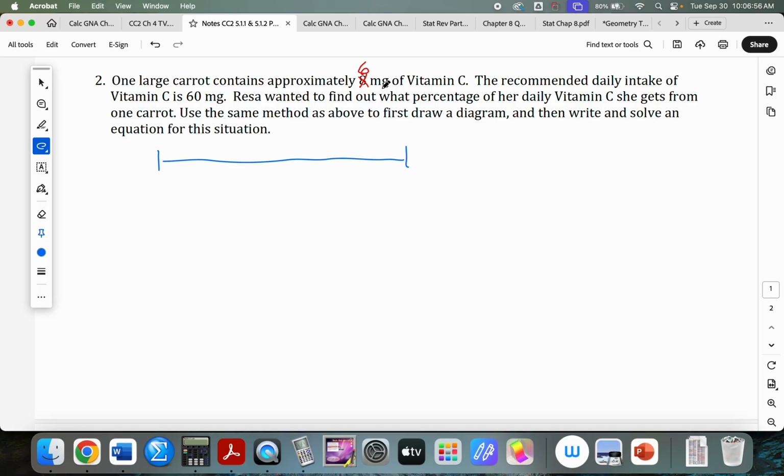So the 6 milligrams of vitamin C, is that the total that she needs or only part? Part. It's only part. So I'm going to put that part right here. So this is 6 milligrams. The recommended daily intake of vitamin C is 60 milligrams. Is that part or is that the whole? That's what they recommend for the whole day. What percent is 60 milligrams of what they expect you to get? 100%.